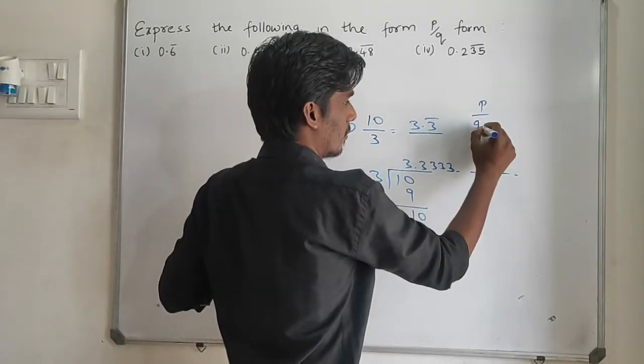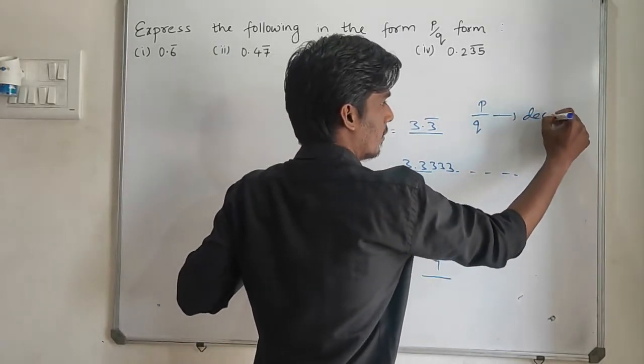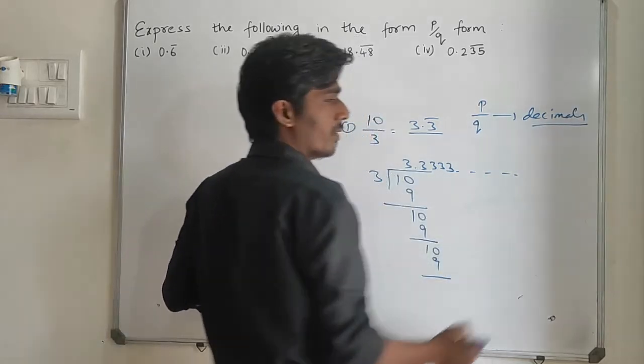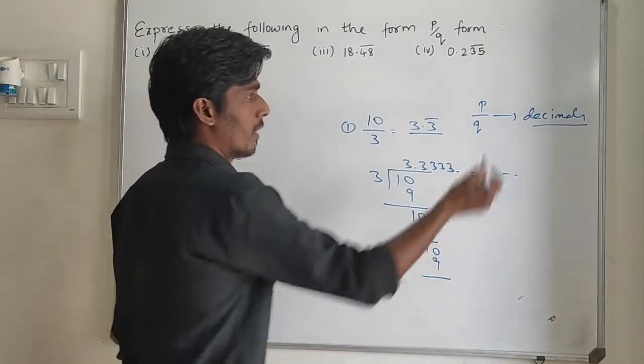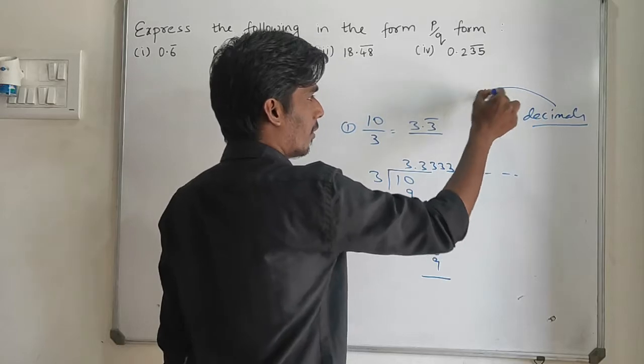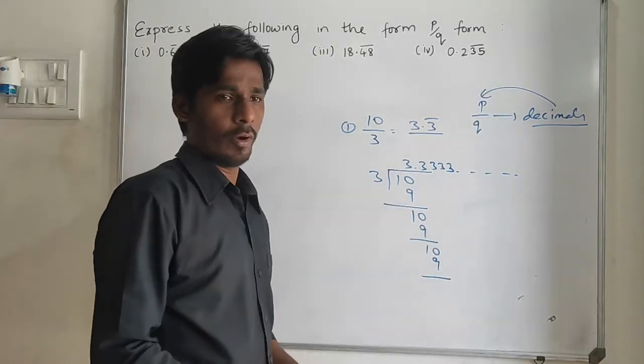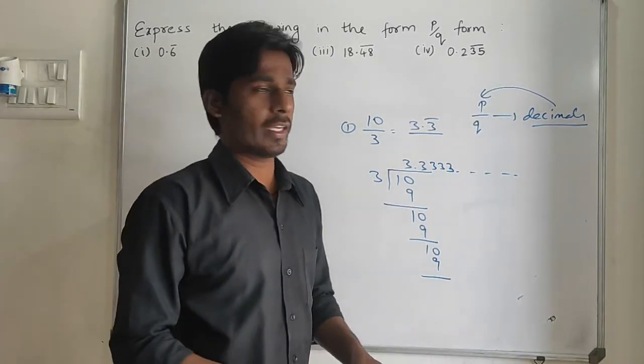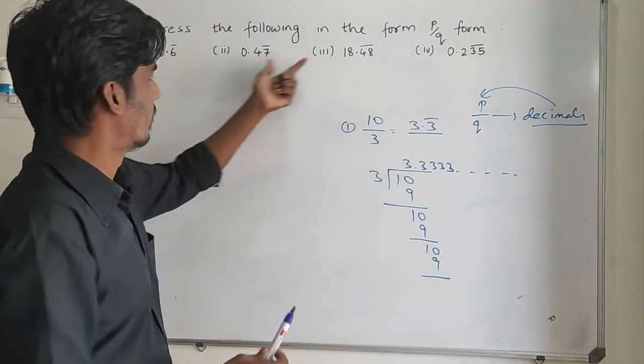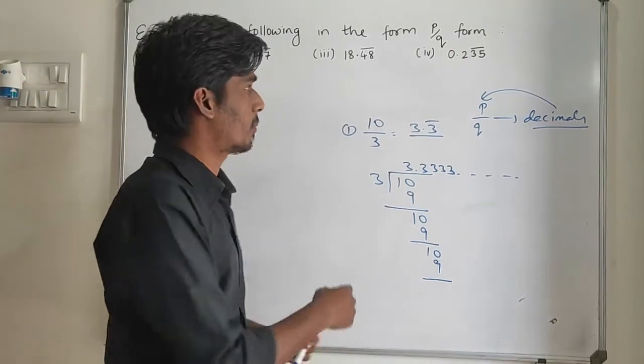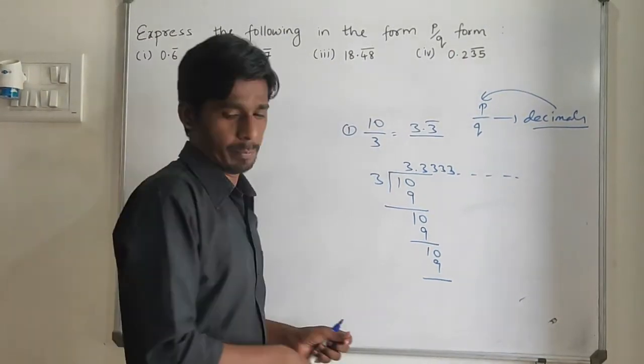So from this P by Q form, we used to find its decimal. Now, in reverse, from a given decimal we have to find its P by Q form, so you get the answer in fraction form. Here the decimals are given. Let me explain the method of how to find the P by Q form.